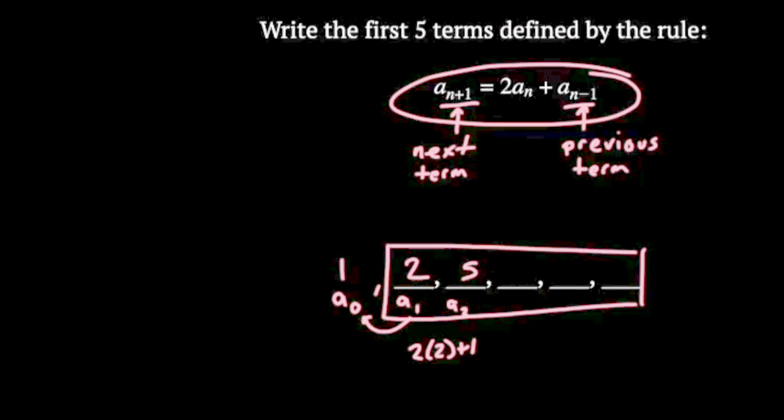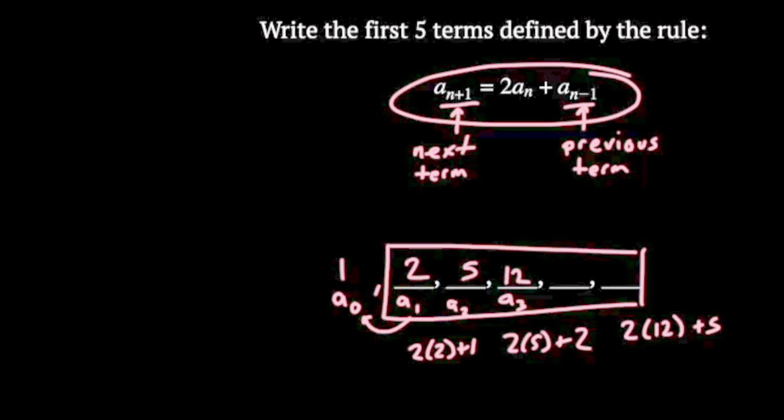If I want to get the next term, take 2 times the current term, so I'll write 2 times 5, and then add the previous term, which in this case was 2. So 2 times 5 is 10, plus 2 would be 12. And that's a sub 3. If I want to get the next term, take 2 times the current term, 12, and add the previous term, which was 5. So 2 times 12 is 24, plus 5 is 29, and we'll do one more. So that was a sub 4, we'll end on a sub 5. So 2 times the current term, 29, but then we have to add 12 to that. This would be 58 plus 12, which is 70.